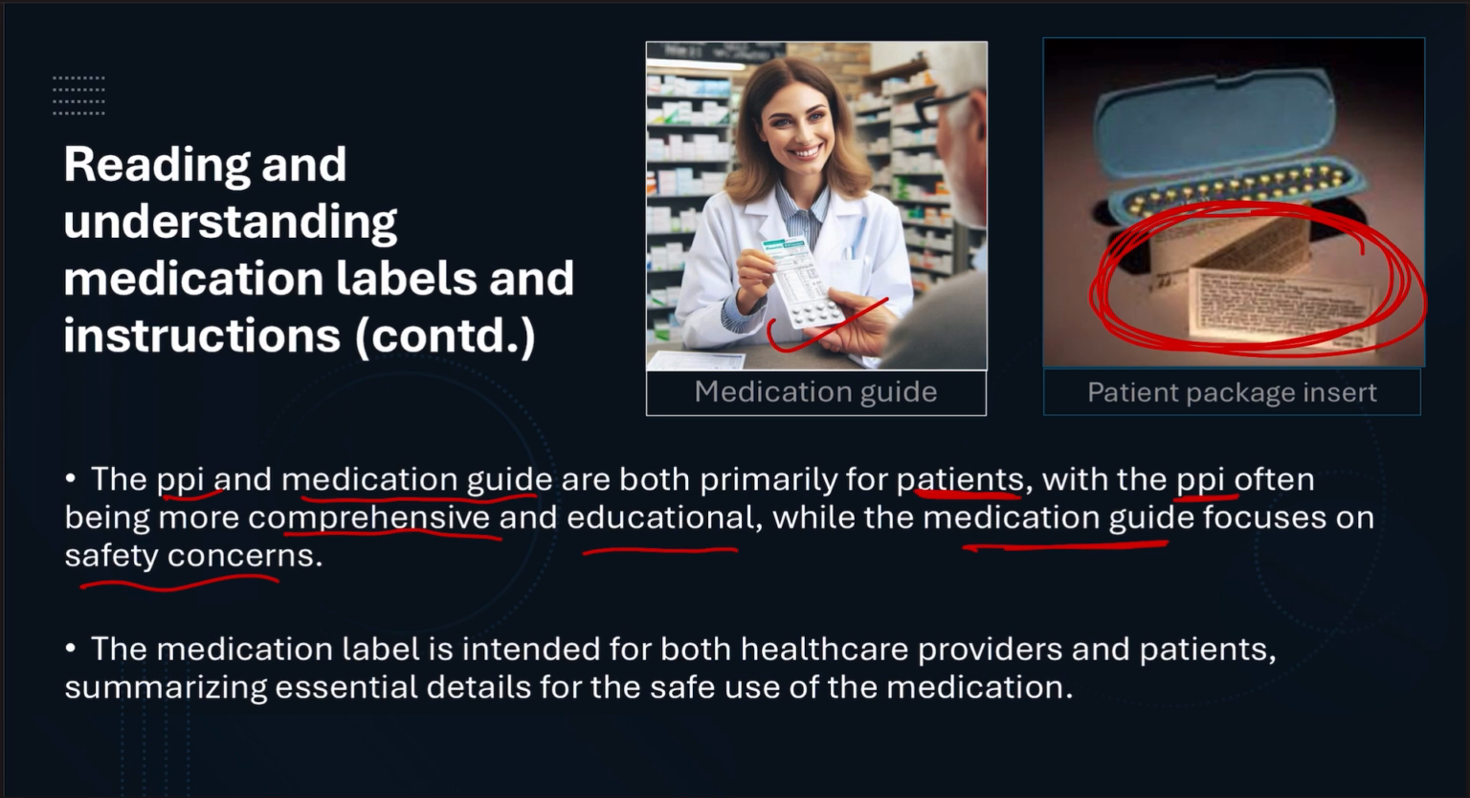And the medication label, which I discussed earlier, is present on the packaging, on the bottle or the strip. It is intended for both healthcare providers and patients, and summarizes the essential details for the safe use of that medication: where to store it, what the indication is, what the dose is, what the route of administration is, how frequently to administer the drug, what the manufacturer details are, and what the expiry date of the medication is.